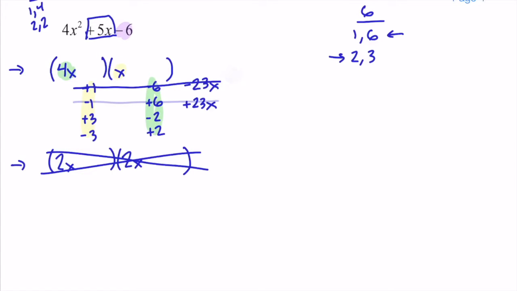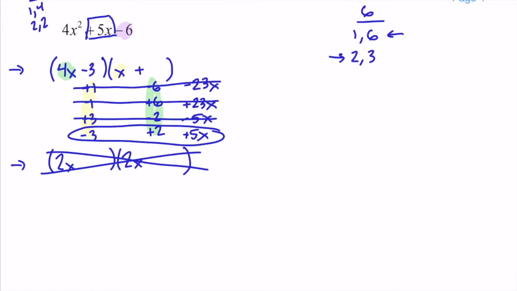The next one, 4 gets multiplied by negative 2, which gives me negative 8x. And then the 3 gets multiplied by the x, which gives me positive 3x, and my overall result is negative 5x. Well, that's not what I wanted. I wanted positive 5x, which is going to be the last one. So this is going to end up being minus 3 plus 2.